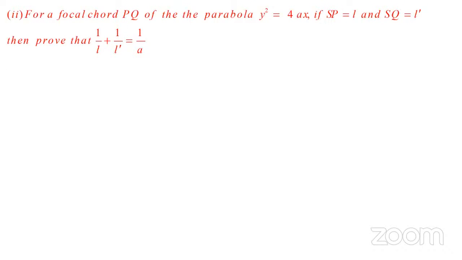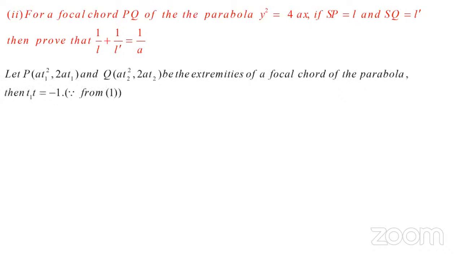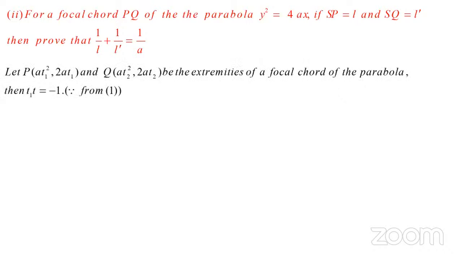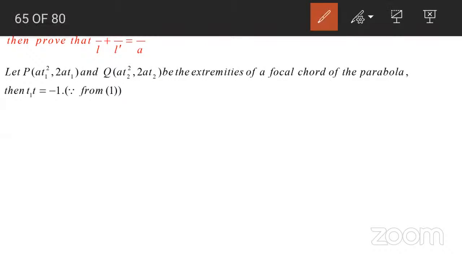So focal chord PQ of the parabola y square equal to 4ax, SP equal to L, SQ equal to L dash. Then prove that 1 by L plus 1 by L dash equal to 1 by a. So what are we taking there? P be any point and Q be any other point. So these are in parametric form. Then P is (a t1 square, 2a t1), Q is (a t2 square, 2a t2). We know the value of t1 t2 equal to minus 1.